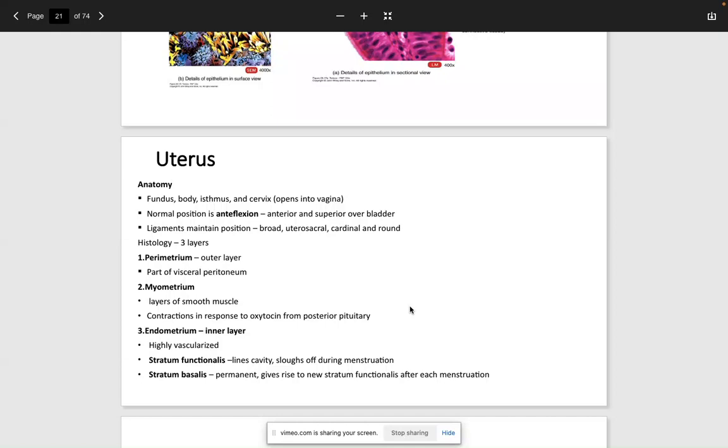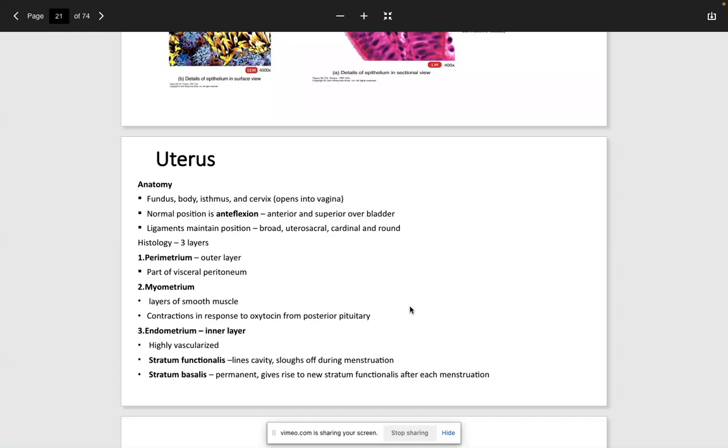Now, as we go from superficial to deep, we'll begin talking about the myometrium. The myometrium is just going to be a layer of smooth muscle. Again, myo meaning muscle, so the muscular layer. This layer right here is going to contract during birth in response to oxytocin from the posterior pituitary. And again, if you guys remember the two hormones present in the posterior pituitary, oxytocin, absolutely, and then antidiuretic hormone. Good. The endometrium is going to be the inner layer.